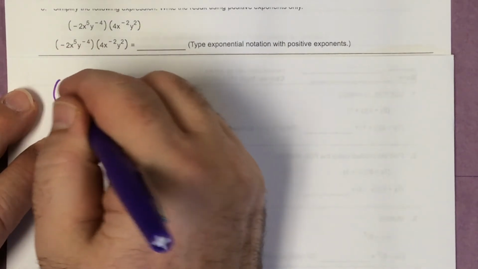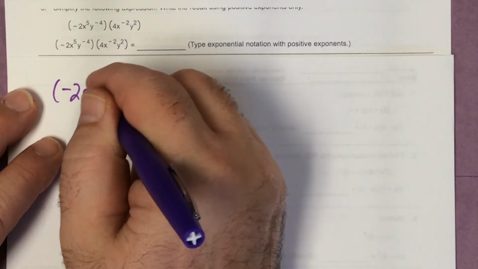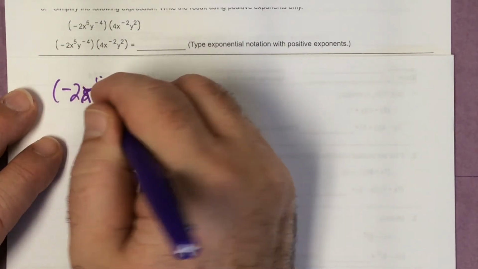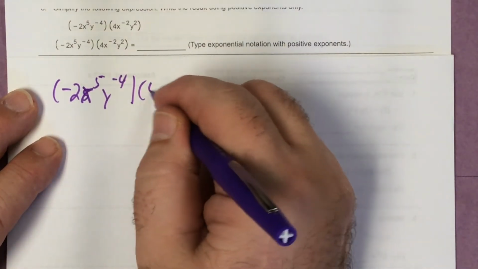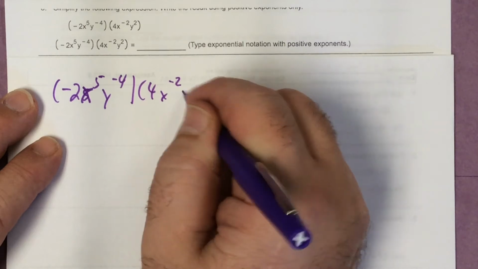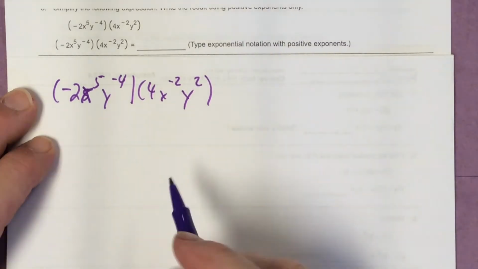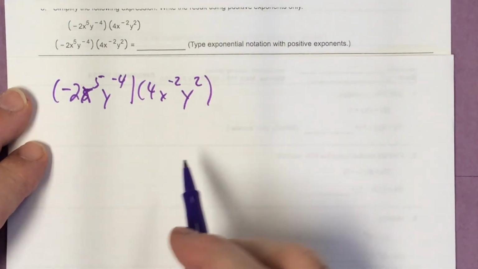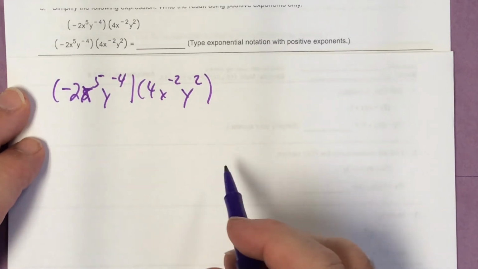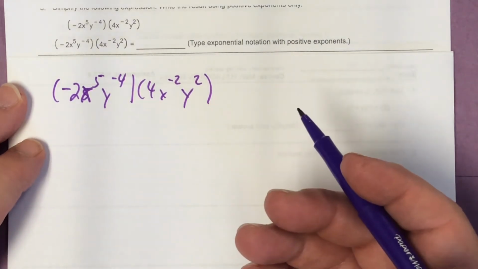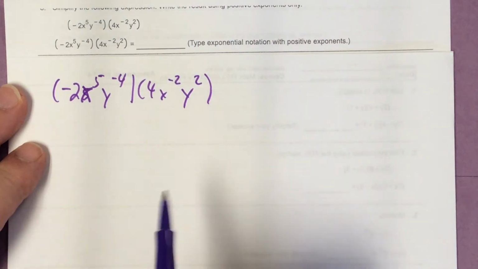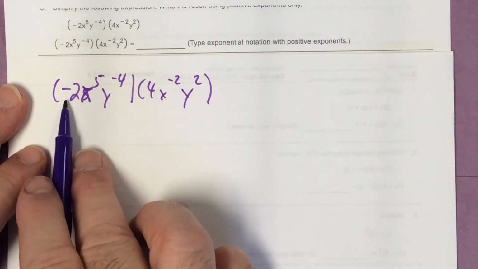I have the question: negative 2 x to the 5th, y to the minus 4, times 4 x to the minus 2, y to the second. So the rule here is we're going to take these exponents and add them. So let's put the variables that are in common together, because this is one term and this is one term. So we're going to put like things together.